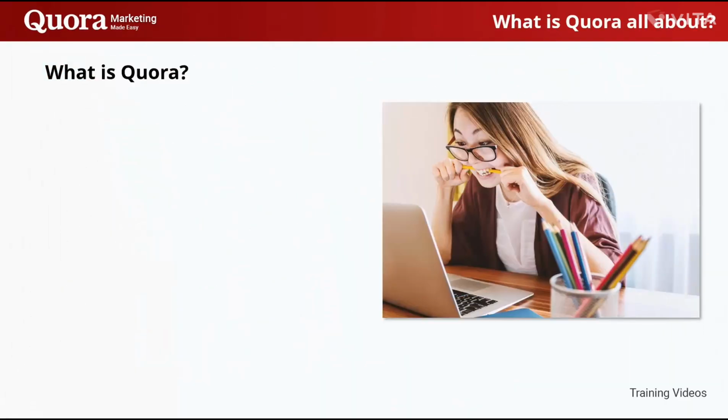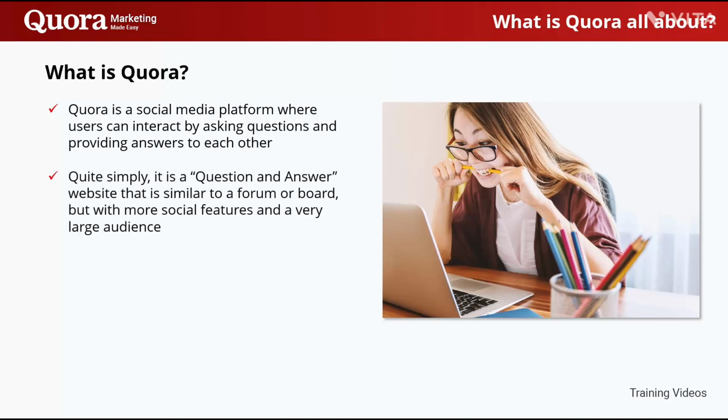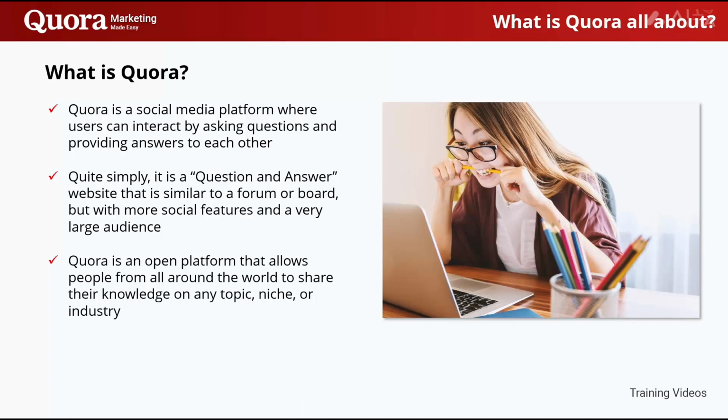What is Quora? Quora is a social media platform where users can interact by asking questions and providing answers to each other. Quite simply, it is a question and answer website that is similar to a forum or board, but with more social features and a very large audience. Quora is an open platform that allows people from all around the world to share their knowledge on any topic, niche, or industry.